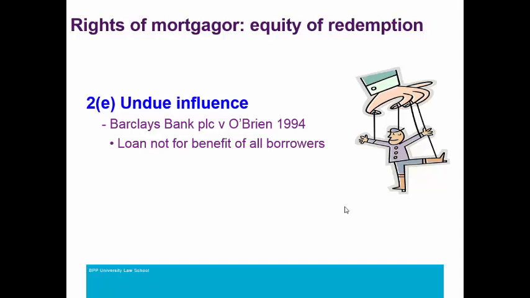The husband's business failed, and the bank tried to repossess the property. It tried to enforce its proprietary rights. And Mrs. O'Brien successfully argued in the House of Lords that the mortgage was unenforceable against her on the basis of misrepresentation and undue influence.